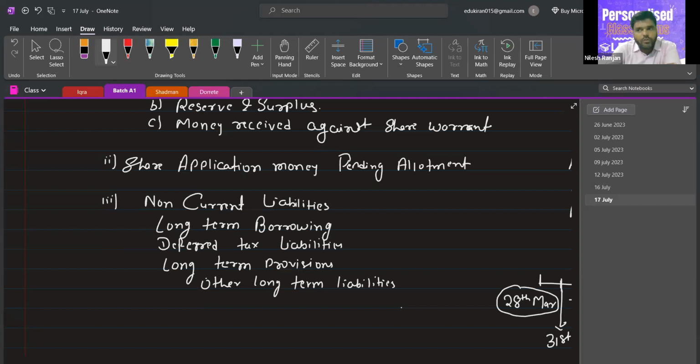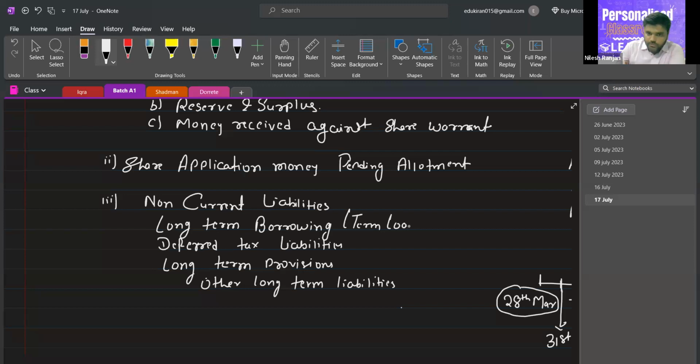Yes, loan from bank can be of different types. If it is for 8 months, 9 months, then it will be included in short-term borrowing. But if it is for 2 years, 5 years, 10 years like this, then we will include these loans in long-term borrowing. In long-term borrowing, there can be different types of loan like term loan, mortgage loan, debentures. Debentures, you know what is debenture? Yes, sir. So debenture is also included in long-term borrowing. This clear?